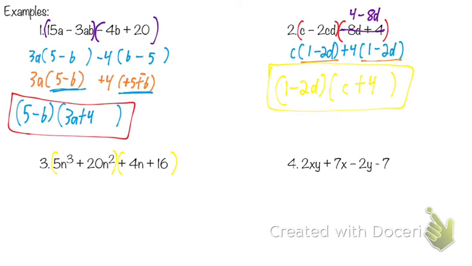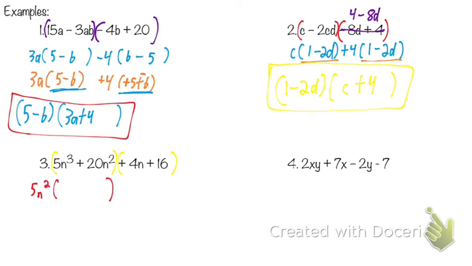All right. 5n to the third plus 20n squared. What's our GCF here in that first parenthesis? Just like we did yesterday. 5 what? n to the second, because they both have at least a 2. This one has a 3, this one has a 2. They both have at least a 2.